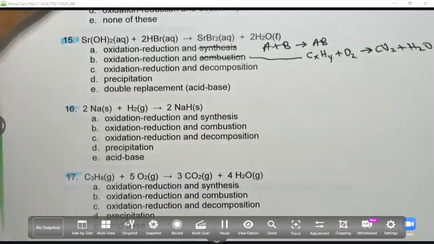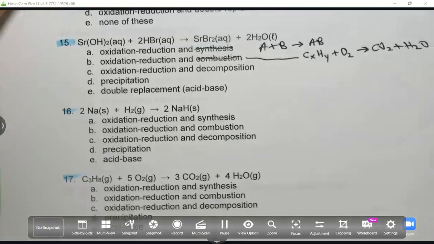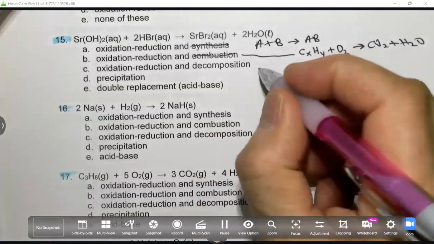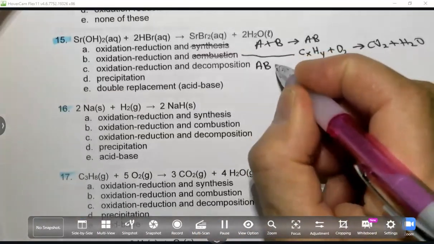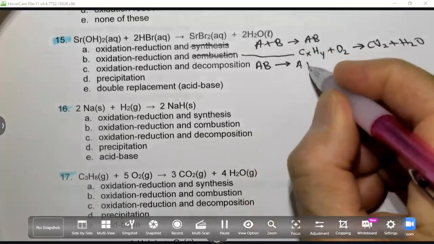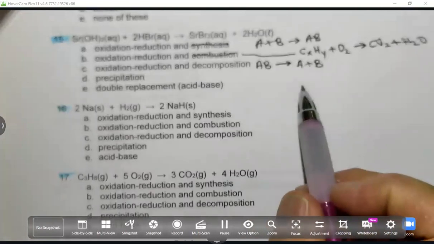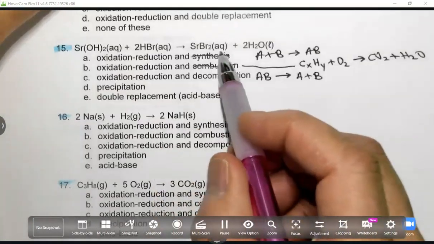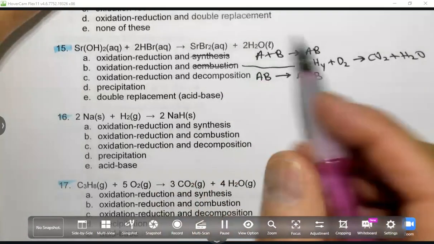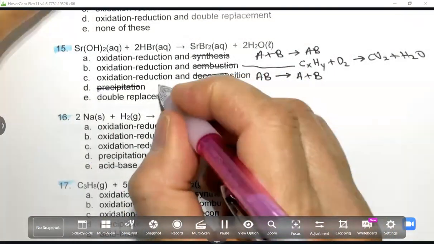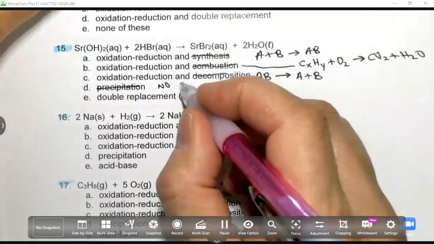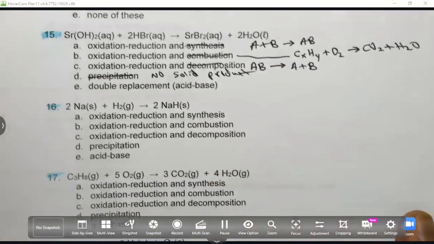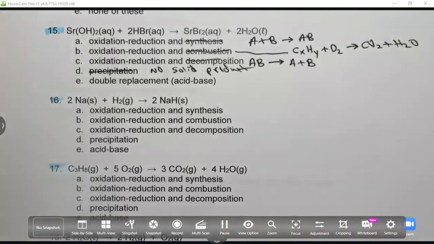It's not a combustion. Is it a decomposition? It is not a decomposition, because for a decomposition, you'd have one reactant splitting up into at least 2 or more products. Is it a precipitation? Are we getting a solid for a product? No, we're not getting a solid. So that leaves us with the last one. Okay, for the next one, is the next one 16?